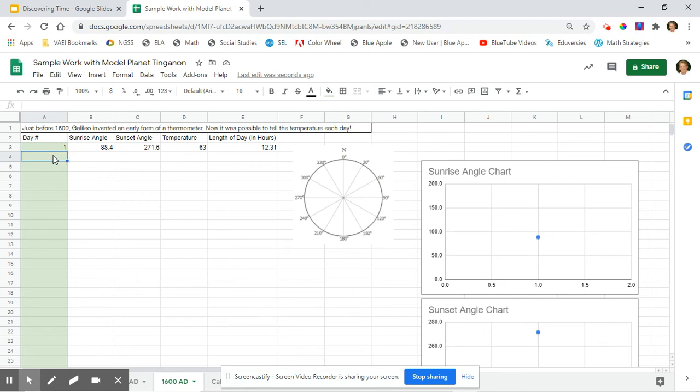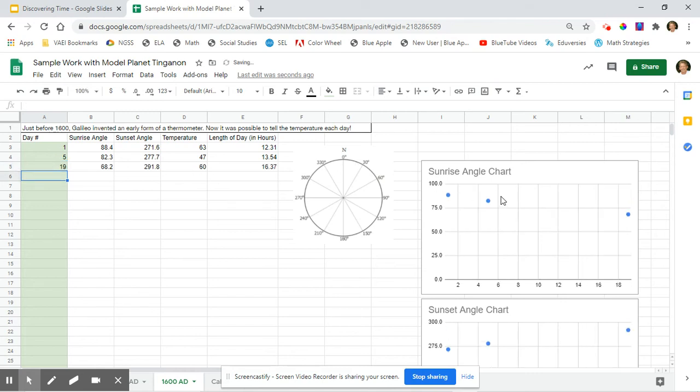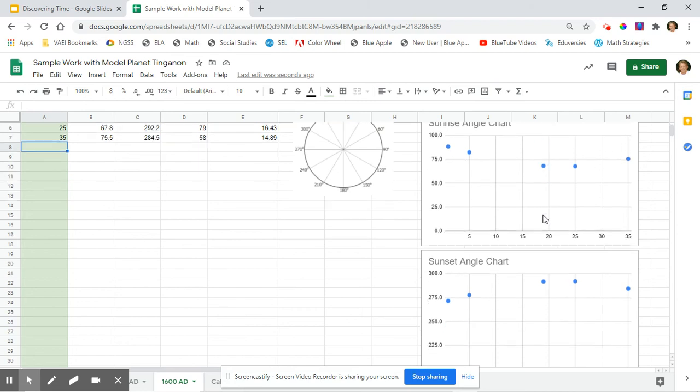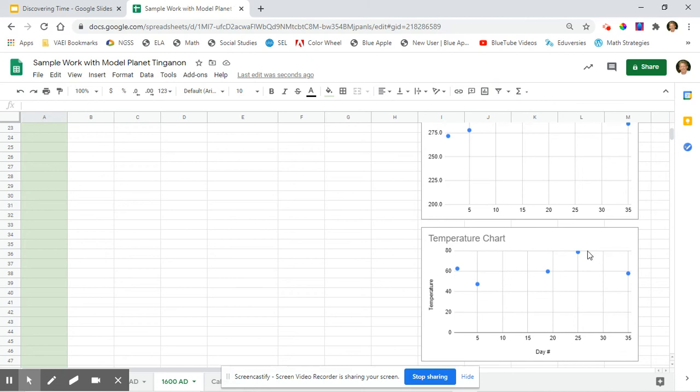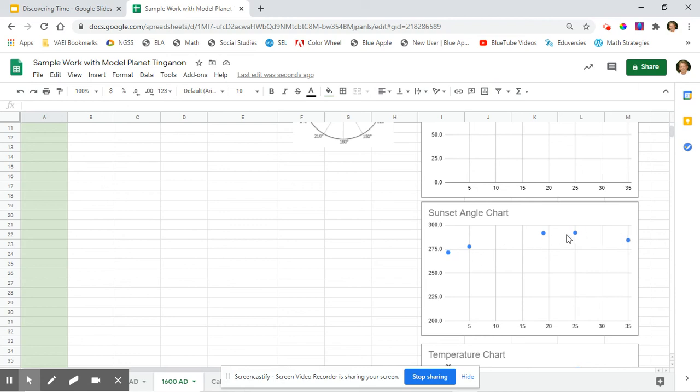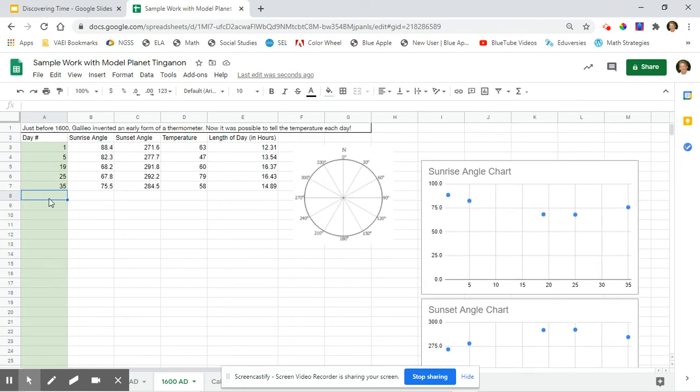Now, if you type in more days here, like we did on our graph, it will build that same graph for you. The more days that you put in, let's see, maybe we want to try 25, 35, the more dots it will put on your graph, the more observations you'll have, the more information you'll have. If you scroll down, you can see the temperature moving, you can see the length of the day moving, you can see the sunset angle, you can see the sunrise angle, and you're just going to keep putting days in here. You can try any days you want between 1 and 999.